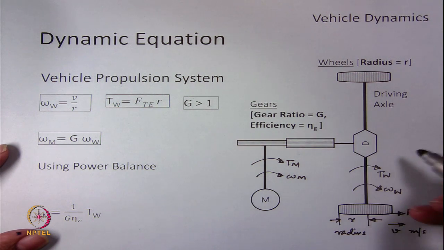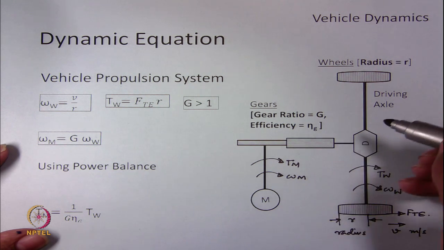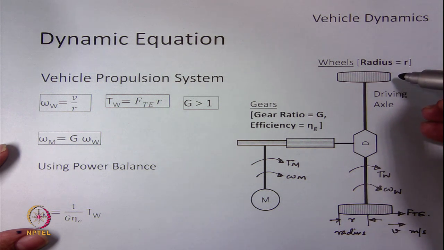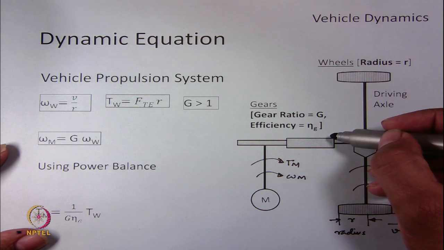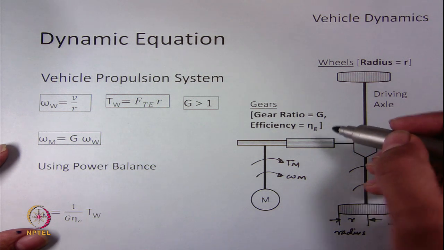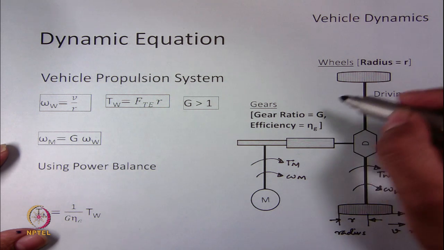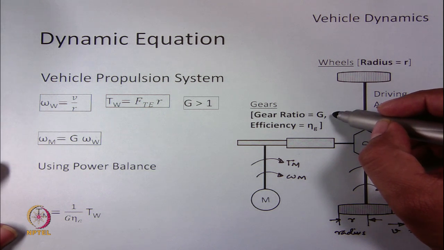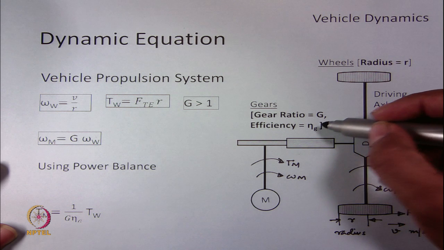So, this is the typical drivetrain of an electric vehicle, where an electric motor is connected via gears and differential to the wheels via the driving axle. We generally use a fixed gear in an electric vehicle. So, let us assume the gear ratio of the gear is G and its efficiency is eta G.